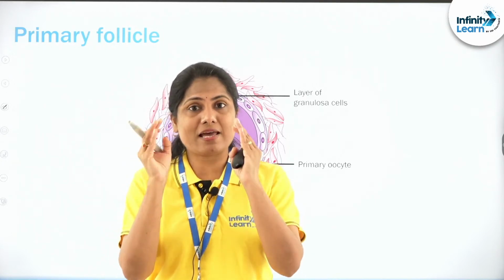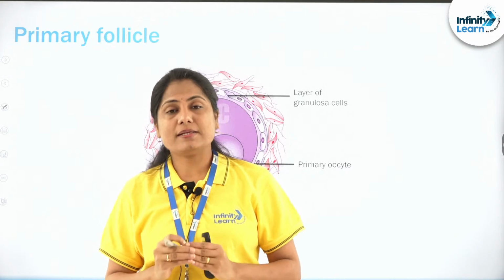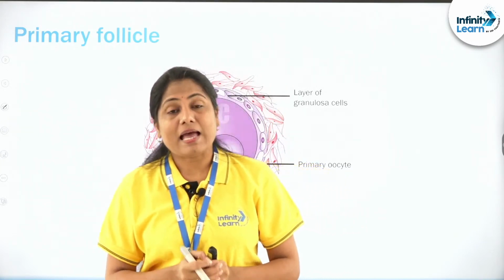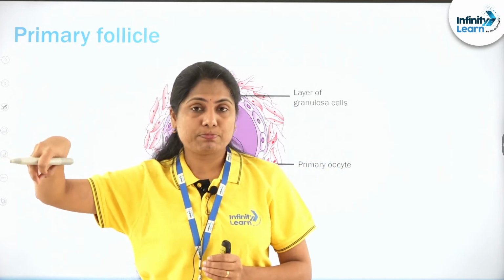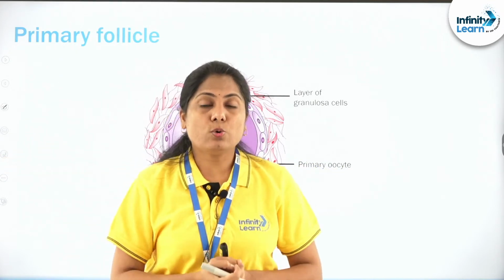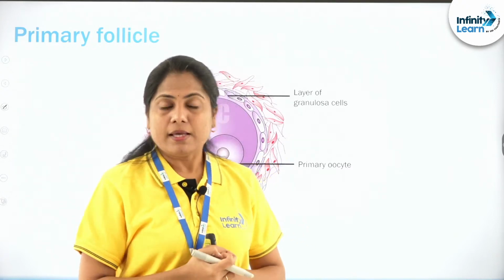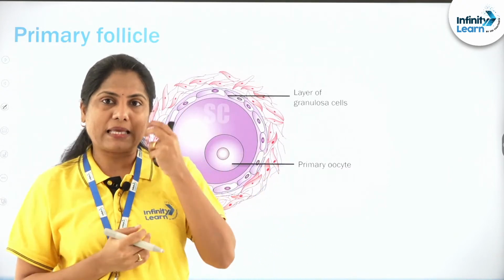Before birth, it's arrested at prophase 1, right? At puberty also it is arrested at metaphase, and after the sperm entry, finally the ootid is formed, which is fertilized by the sperm, right? So there is a stoppage mechanism.